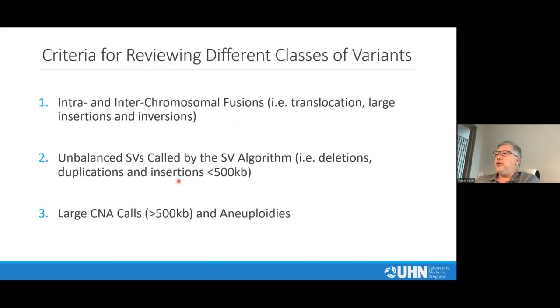So there are basically three classes of structural variation that we're going to look at whenever we're looking at any case using optical genome mapping. So we're going to look for intra and interchromosomal fusions. These are generally large changes, segment exchanges between chromosomes, either homologous or non-homologous. And these are classically translocations, insertions, or inversions.